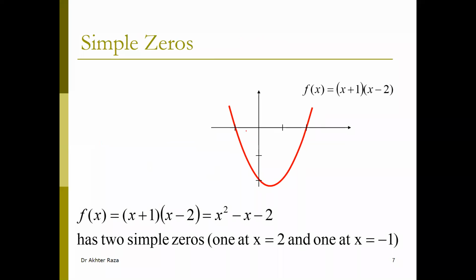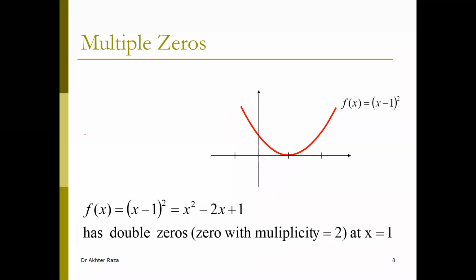Now this function has 2 x-intercepts. The first x-intercept is this, and another x-intercept is this. So these are the 2 x-intercepts of the function. And the function is quite simple, x squared minus x minus 2. You can factorize it with a simple method. One factor is x plus 1 and the other is x minus 2. The x-intercepts are the zeros.